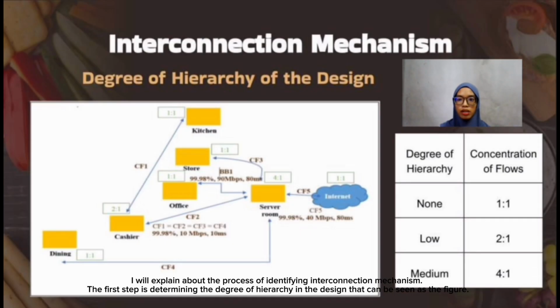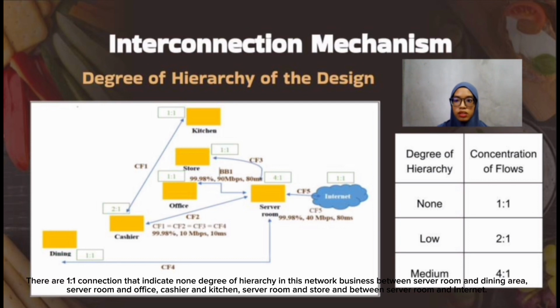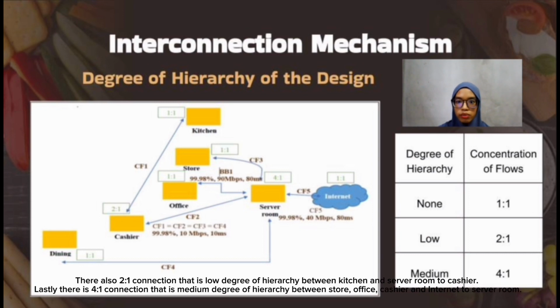I will explain the process of identifying the interconnection mechanism. The first step is determining the degree of hierarchy in the design, which can be seen in the figure. There are one-to-one connections that indicate no degree of hierarchy in this network between server room and dining area, server room and office, cashier and kitchen, server room and store, and between server room and internet. There is also a two-to-one connection, a low degree of hierarchy, between kitchen and server room to cashier. Lastly, there is a four-to-one connection, a medium degree of hierarchy, between store, office, cashier and internet to server room.